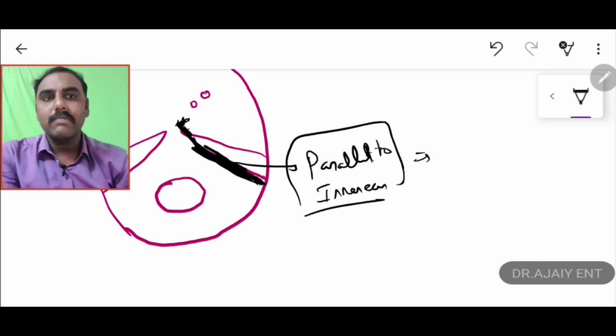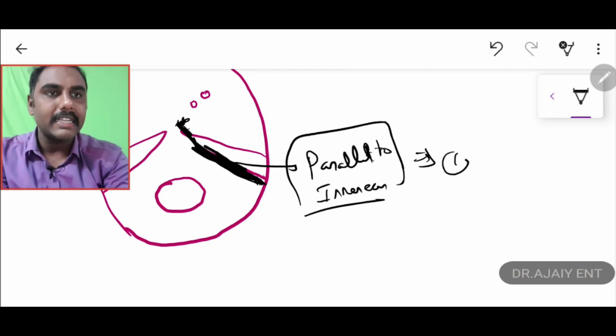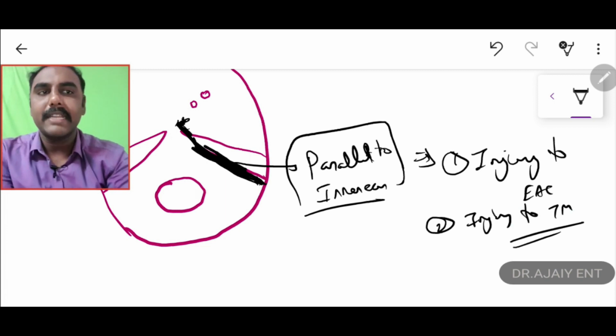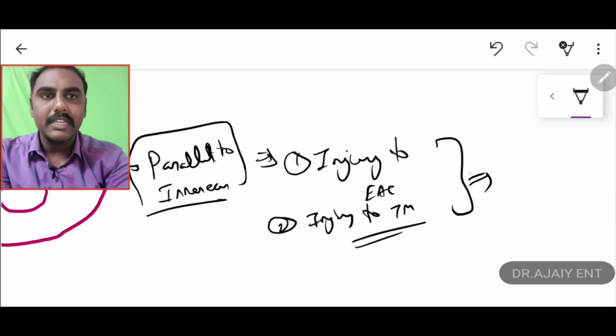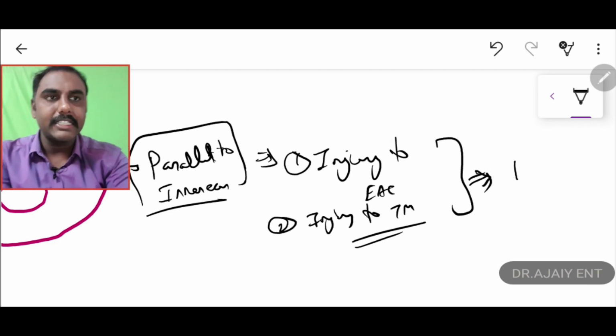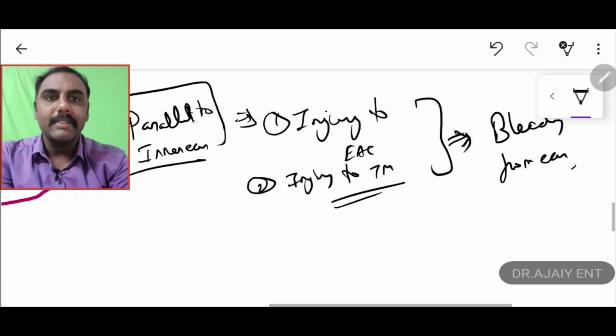So, the problem is now there is an injury to the external auditory canal. There occurs injury to the tympanic membrane, there can even be a perforation in the tympanic membrane. If there is an injury to these structures, the patient will have bleeding from the ear. The patient is going to have ear bleeding, right?